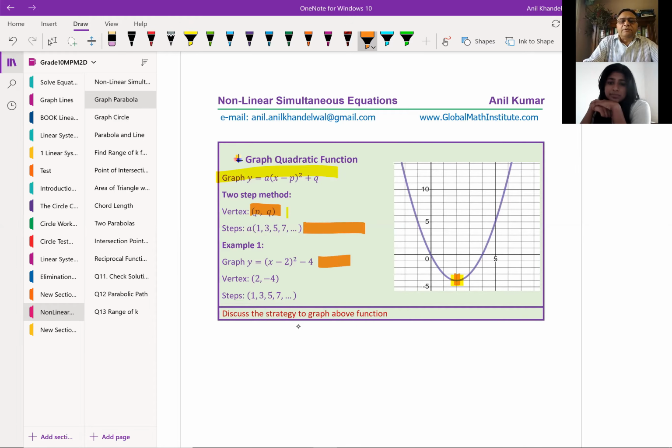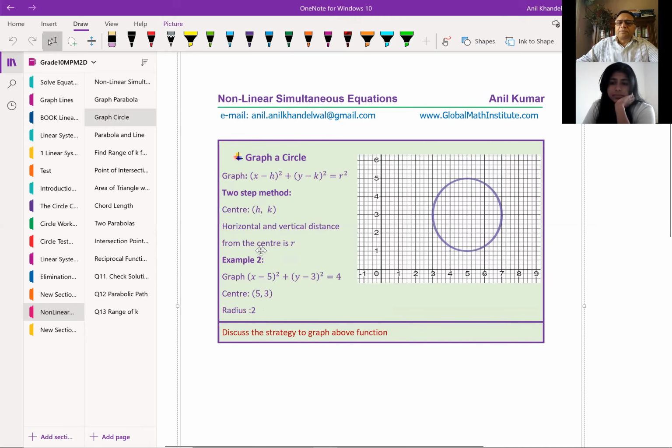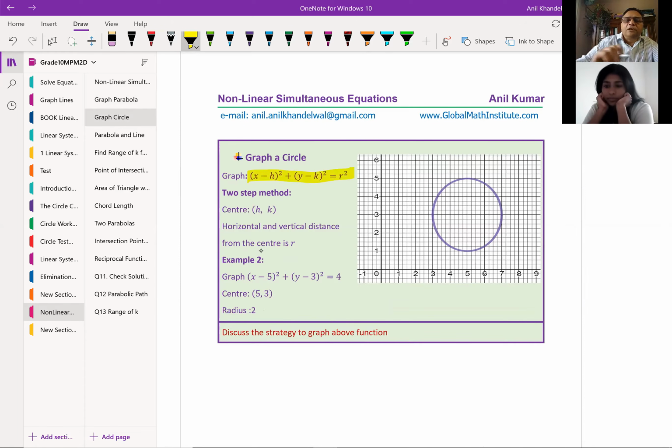In our example, we have taken A as just 1. If the value of A is positive, it is going to open upwards. In that case, the steps involved for sketching a parabola are 1, 3, 5, 7 multiplied by A. So you go to the vertex and then check these steps, and there you are. You can sketch your parabola. That's the first thing, very easy to do, straight from the equation. Similarly, you should know how to sketch a circle. So here is an equation for a circle. Can you tell me how you will sketch the circle?